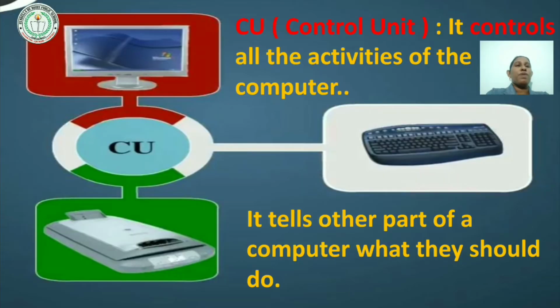Next one, CU. What does CU stand for? Control unit. Another part of a CPU is the CU. What is a control unit? It controls all the activities of the computer and also tells other parts of the computer what they should do. ഓരോ പാർട്സും എന്ത് വർക്കാണ് ചെയ്യേണ്ടത് എന്ന് പറഞ്ഞു കൊടുക്കുന്നത് ആരാണ്? കൺട്രോൾ യൂണിറ്റ്. This is the second part of the CPU.